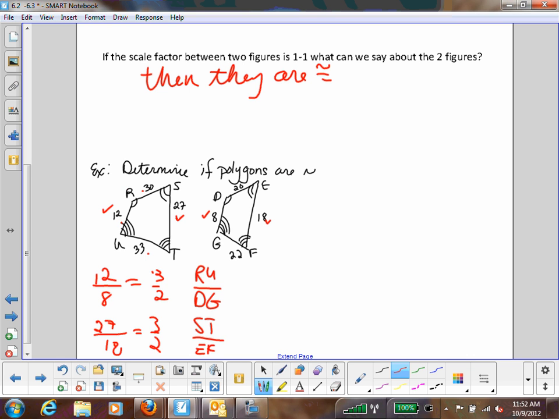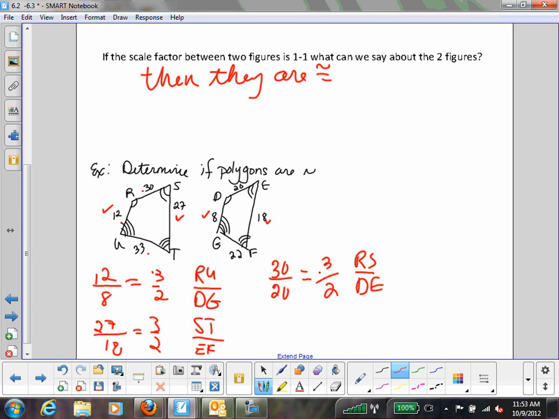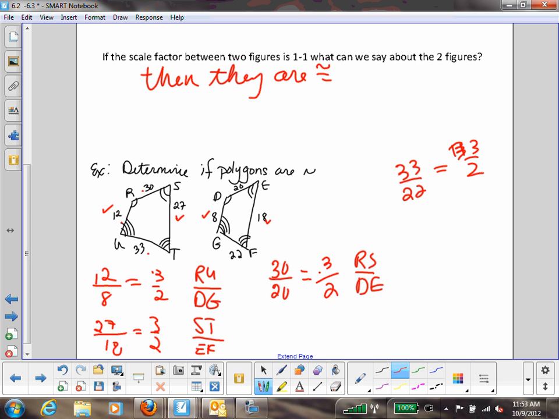All right, so then we'll do, well, I think that is a 20. Let's do 30 over what? 20, which is 3 to 2 also, and that was a comparison of RS and DE. And then the last one is 33 over, which is also 3 over 2. And so this was UT over GF.